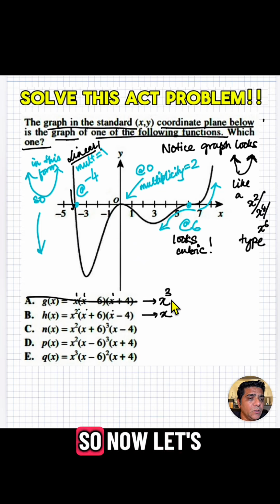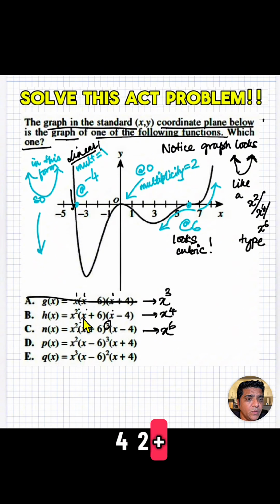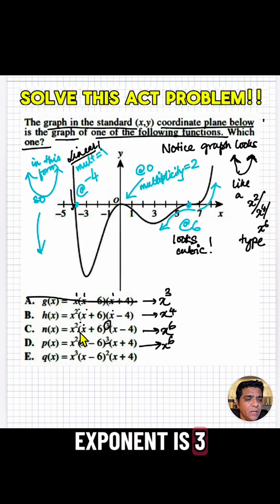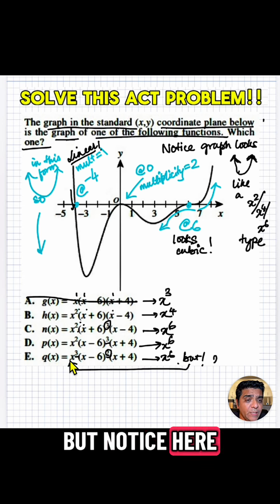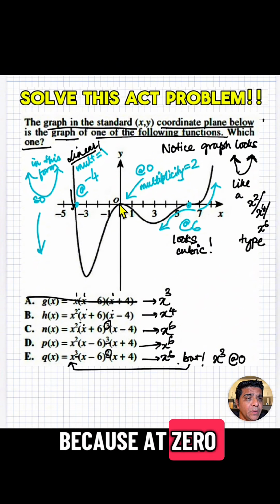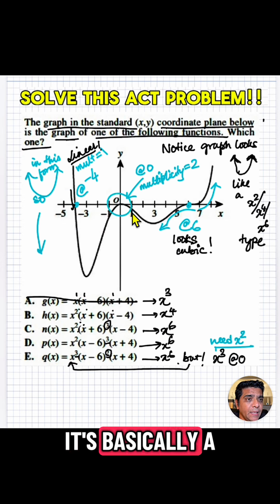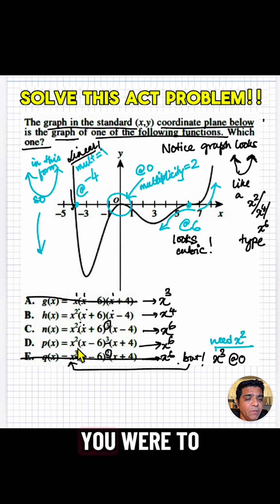Now let's look at the total number of x's represented in each of these. Here it is 4: 2 plus 1 plus 1. Here the exponent is 3 plus 2, 5, plus 1, 6. These are all even numbers. But notice here the x cubed. Remember we need x squared, because at 0 it's a multiplicity of 2. So a cubic type function is not represented at 0. If we were to write x cubed equals 0, x would be equal to 0. That's the x-intercept at 0.